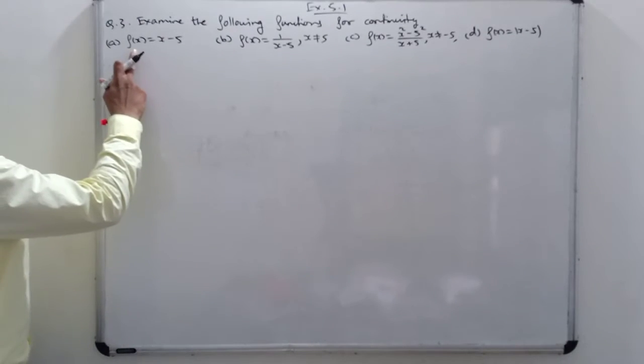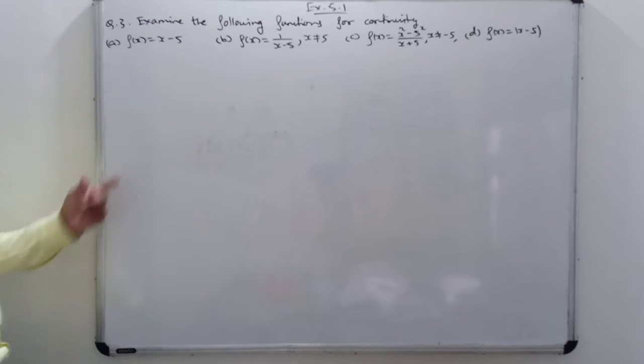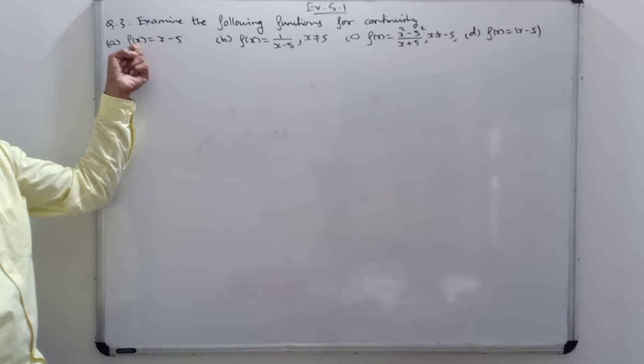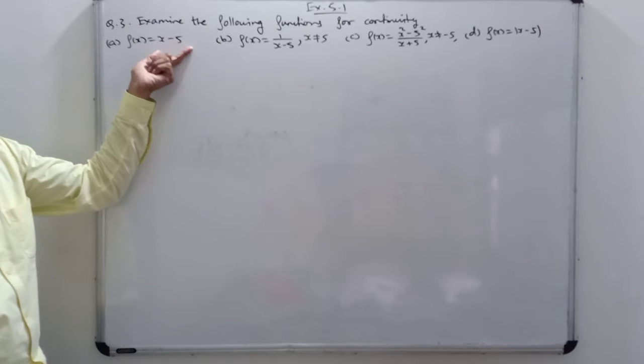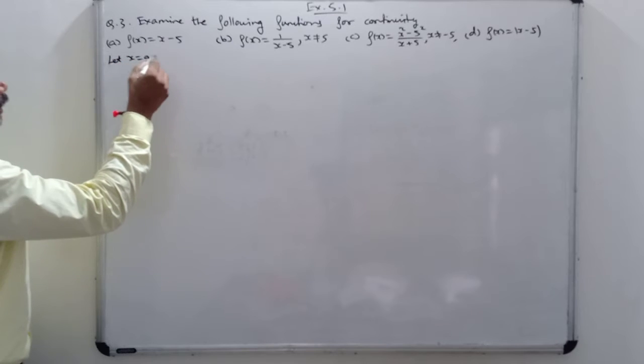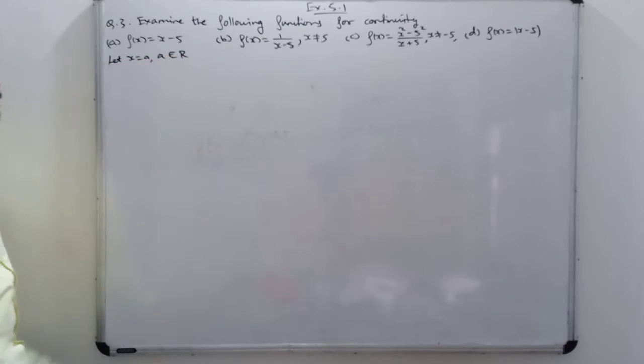Okay. So first, f(x) = x − 5. We want to check the continuity for every real number. Why? Because for every real number x, this function is defined. So let x = a, where a belongs to R.